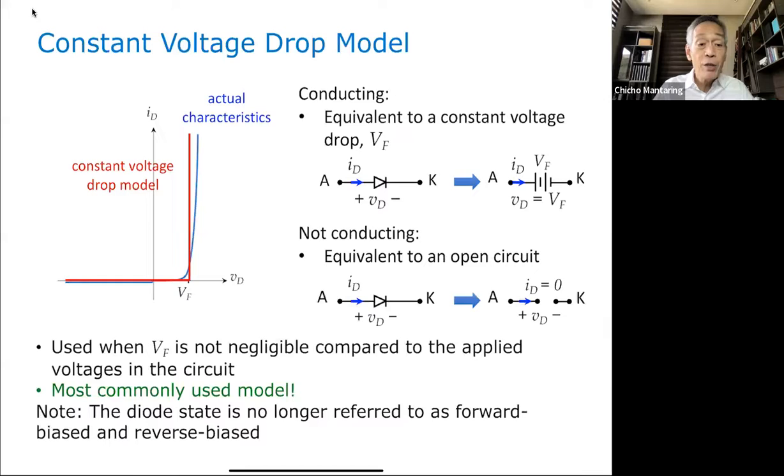Okay, I already mentioned this, no? We no longer refer to the diode state as forward bias and reverse bias. It's now referred to as conducting and not conducting.